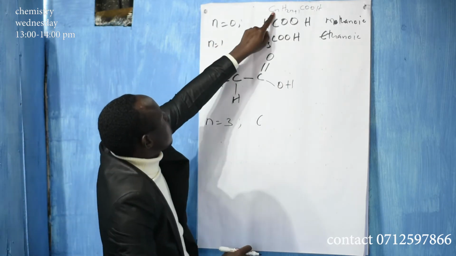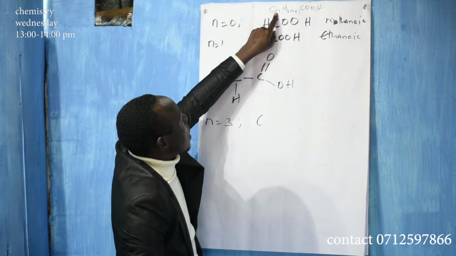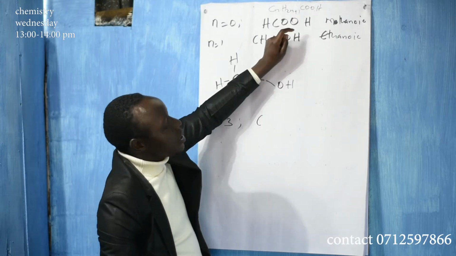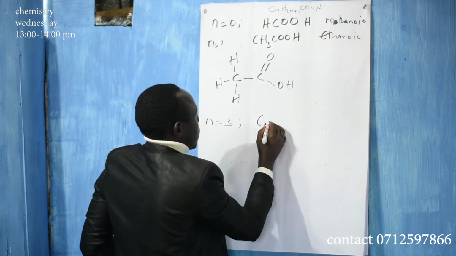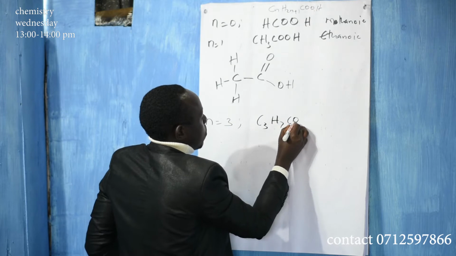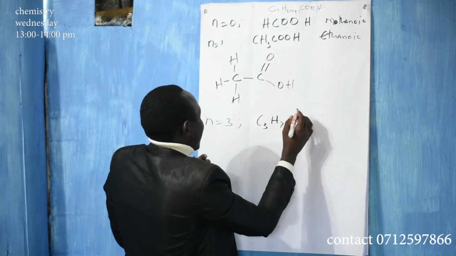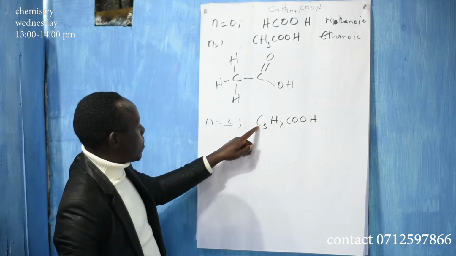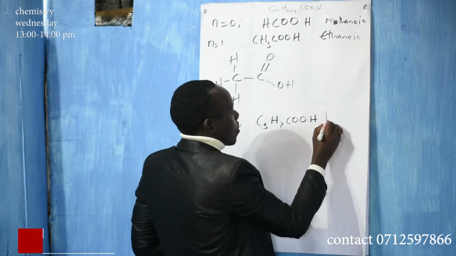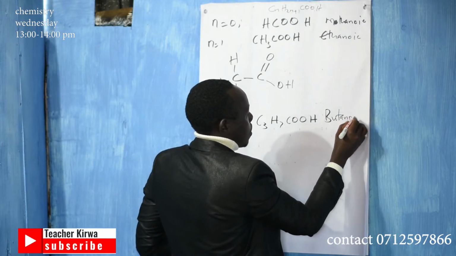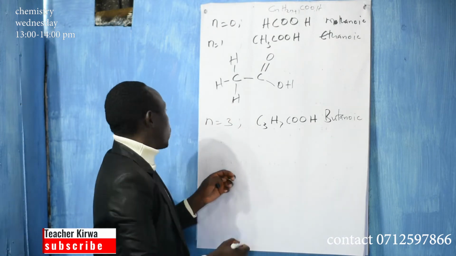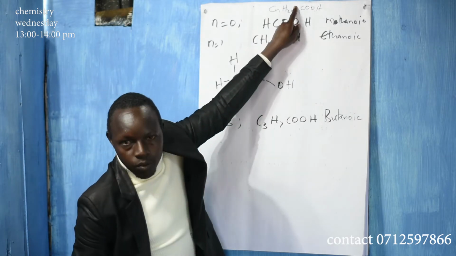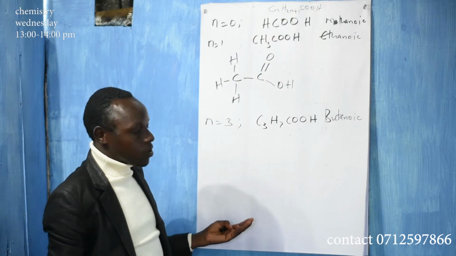Then if n is equal to 3, you will have C3, H 2 times 3 is 6, plus 1 is 7. So it will be C3H7COOH. So you have 3 carbons in the alkyl group, and this one is called butanoic acid. We have propanoic where n is equal to 2. I'm just jumping the examples. When you have the general formula at the end, you can substitute any carbon atom.